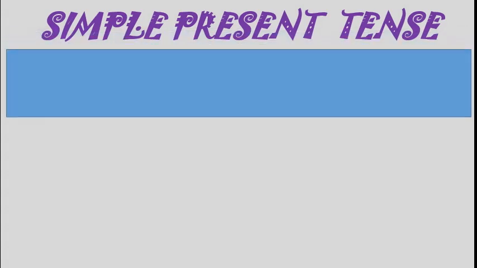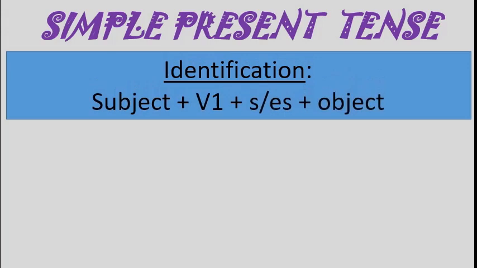Let's see what is the meaning and identification or structure of present simple tense. It indicates an action that is generally true or habitual. This tense is used to denote a habitual action, general truth, or a future event that is a part of a fixed timetable, for instance.